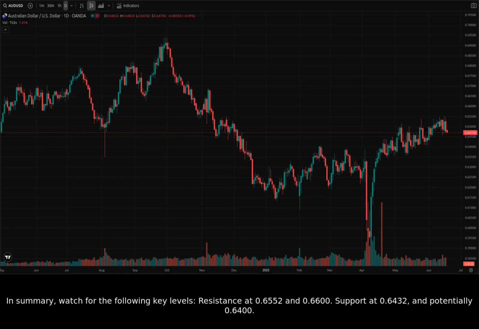In summary, watch for the following key levels: resistance at 0.6552 and 0.6600. Support at 0.6432 and potentially 0.6400.